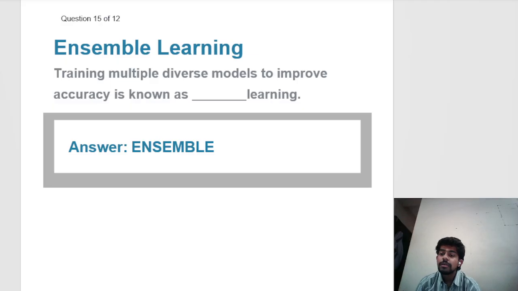Let's see how it works. Instead of relying on one model, you train multiple models and combine their predictions. This diversity leads to better overall performance. Let's look at some of the popular ensemble methods. First one is bagging. It includes bootstrap samples, train independent models. Its example is random forest. Second method is boosting, sequential models where each learns from previous mistakes. Example is gradient boosting, XGBoost.